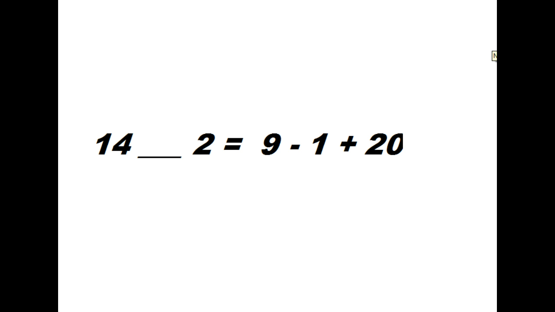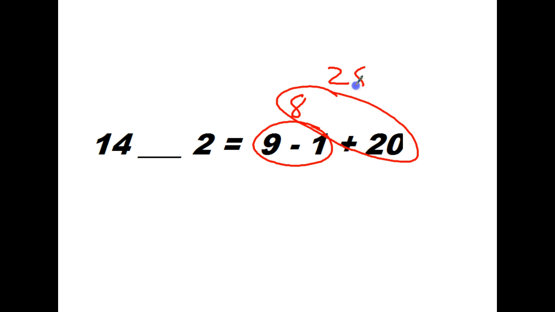9 minus 1 plus 20 is the side, the right side, that has all the information. Do I want to subtract or add first? They're equal power, so I'm going to subtract first. 9 minus 1 is 8. 8 plus 20 gets me to 28.